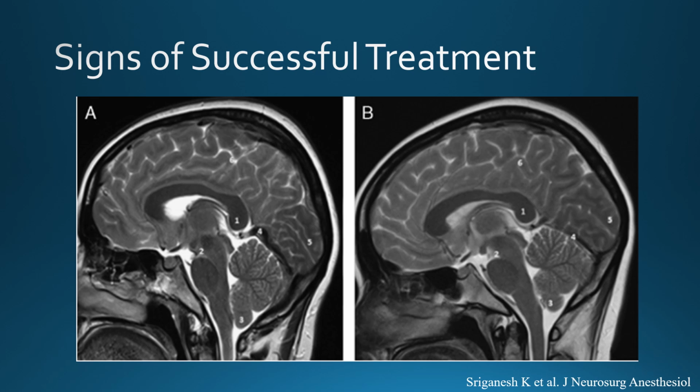So what are the signs of successful treatment with epidural blood patch? Like this is one of our cases. You can see the splenium is sagging down. So after successful epidural blood patch treatment, the splenium comes to the normal position. There was a venous engorgement. You can see the sinus is looking very thick. Now the sinus is just appearing as a single line.